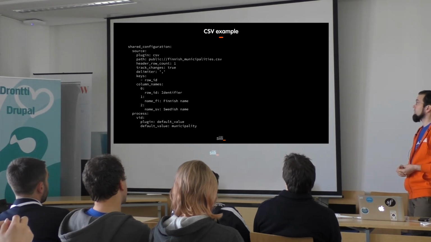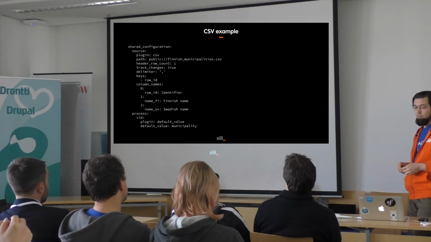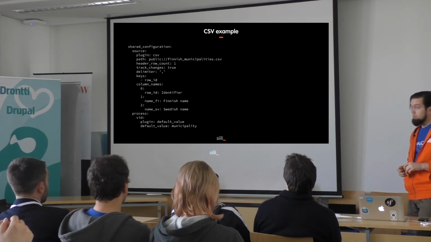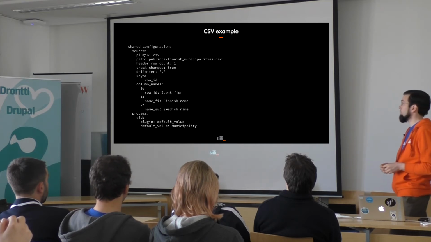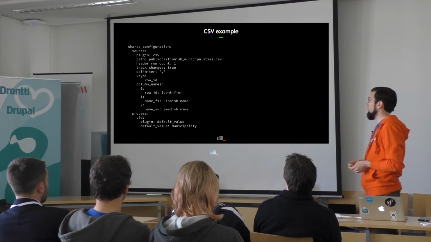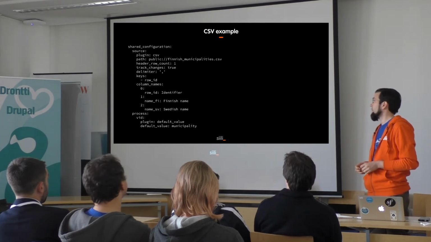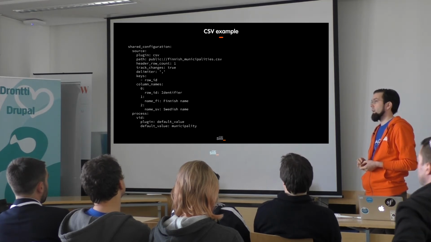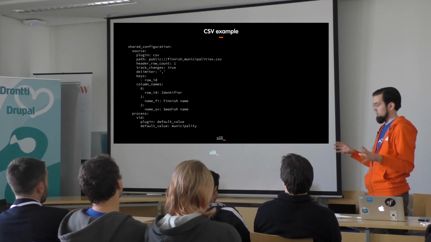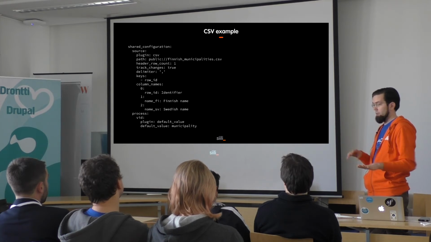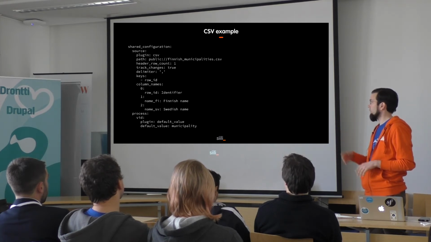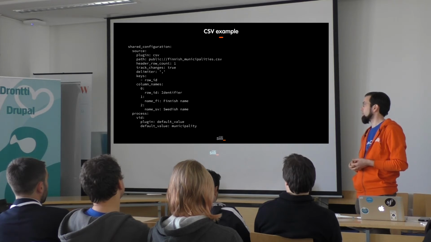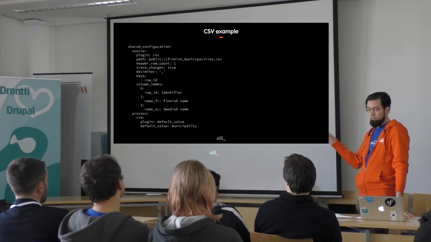This is a simple example of CSV. It's the municipality import I was talking about before. So here we take the CSV columns, map them into source fields. I give them names. Row ID will be the key to identify unique rows, so that will be used to map the Finnish name and the Swedish name. And then there's a field for Finnish name and Swedish name. And this is the shared configuration.